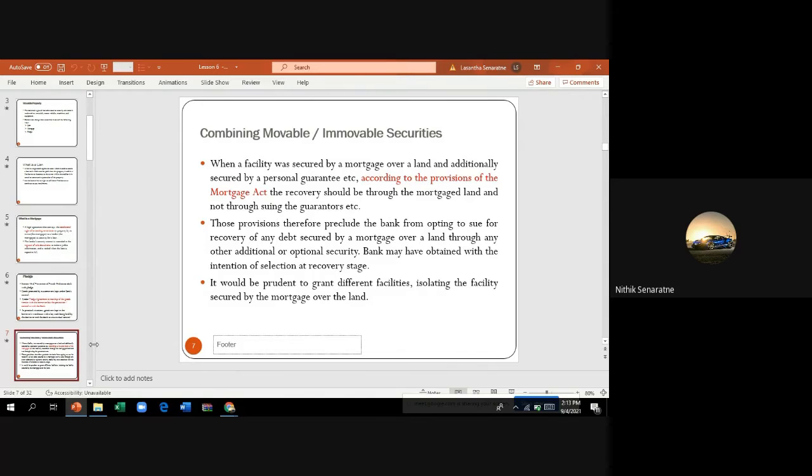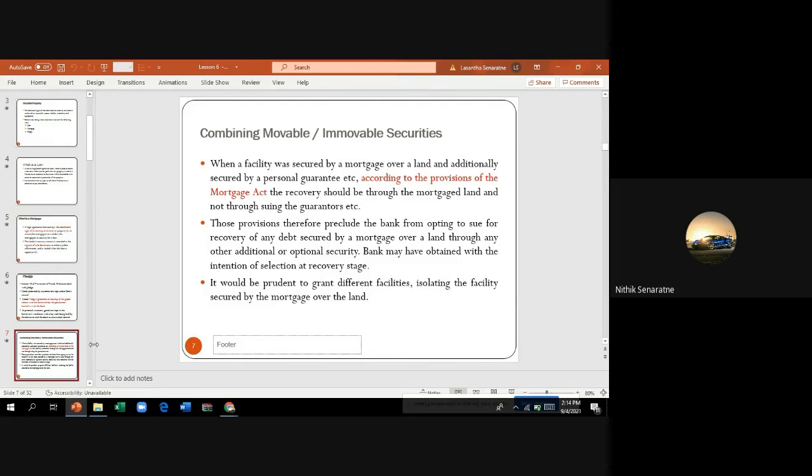Those provisions therefore preclude the bank from opting to sue for recovery of any debt secured by a mortgage over land through any other additional or optional security the bank may have obtained, with the intention of selecting at the recovery stage. You might decide to select property or land or any other asset at the time of recovery, but you have to decide at the beginning itself. If you want to put a little pressure on the directors through a personal guarantee, that's fine, but you have to understand you can't exercise on all those securities.